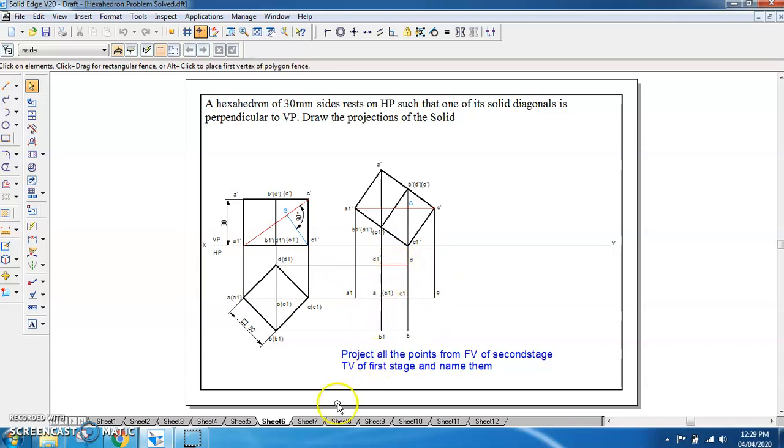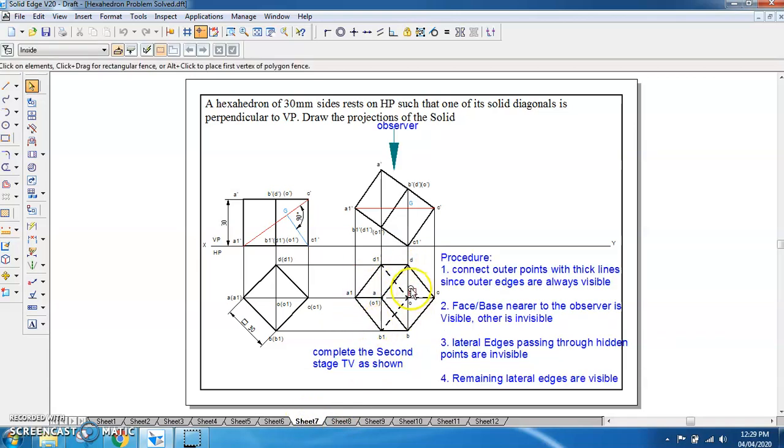So once we name all the points, we have to connect these points. While connecting these points, you have to follow this procedure. First, A1, D1, D, C, B and T1 are forming the outer points or the outer border. Outer borders are always visible, so we will be connecting them using thick line.